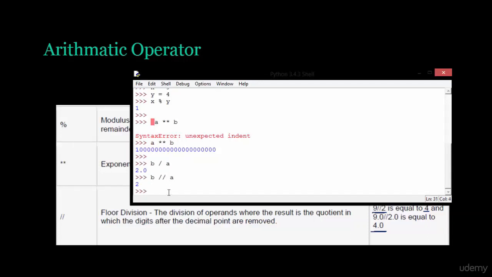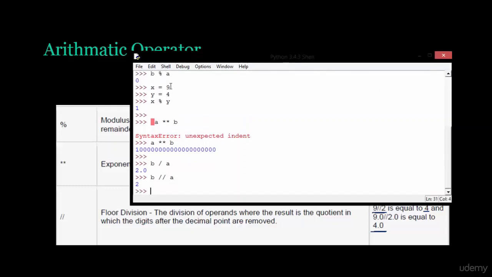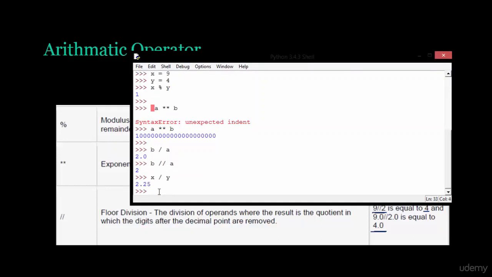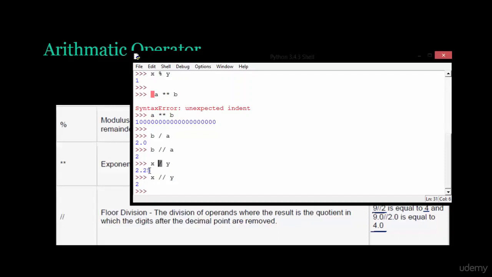Like if the value of X is 9 and the value of Y is 4, and I type X divided by Y, this will give us 2.25. And if I type X floor division Y, this will give us only 2. With division, the decimal digits after the point will appear, and with floor division, the decimal digits after this point will not appear like this.